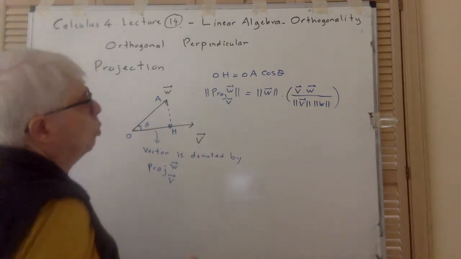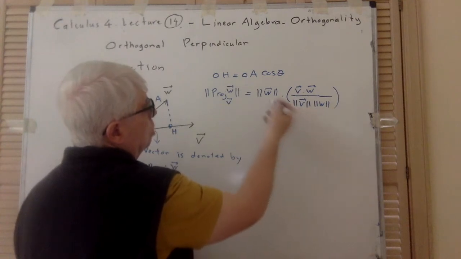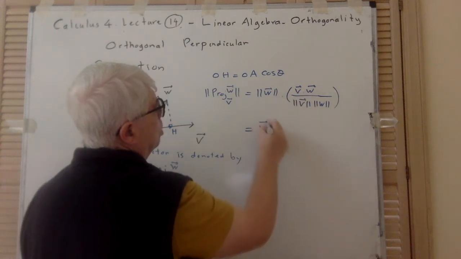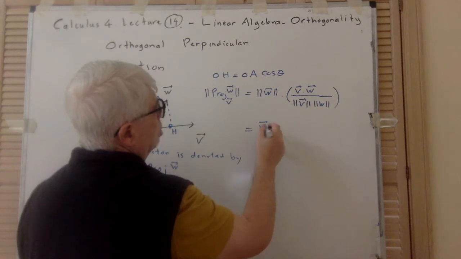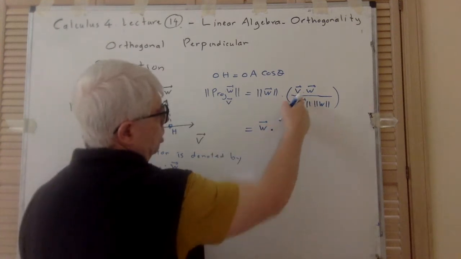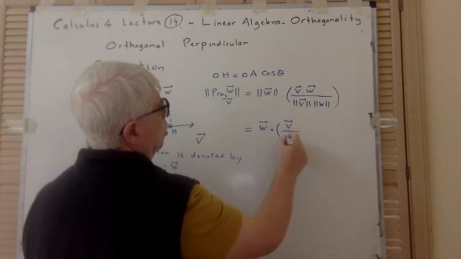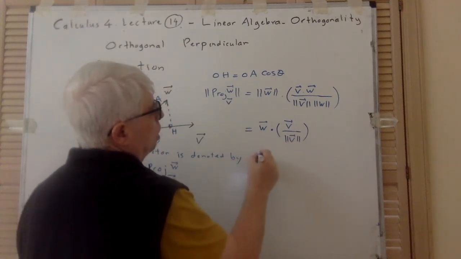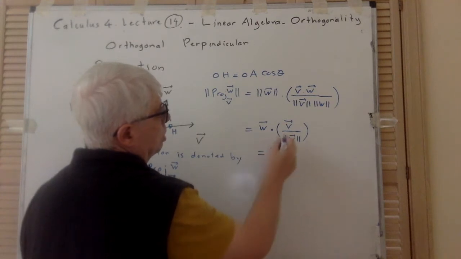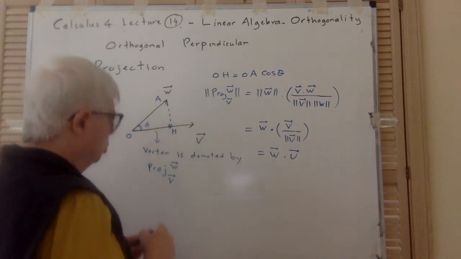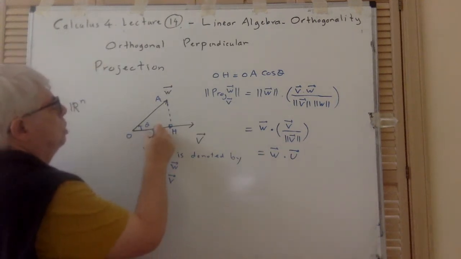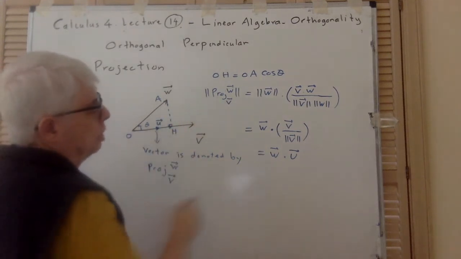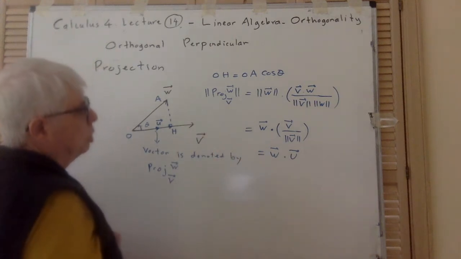The magnitude of W is a constant, so they cancel out, and I will end up with this. I can write W first. It is W dot V over the magnitude of V, right? But this V over the magnitude of V is in fact a unit vector in this direction. So projection is in fact W dot a unit vector in the direction of V.